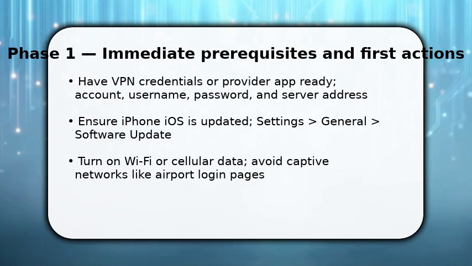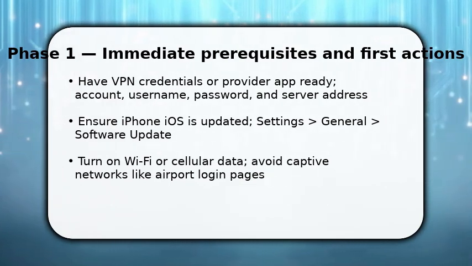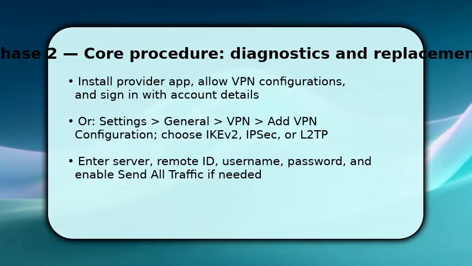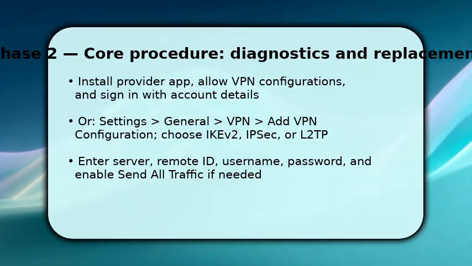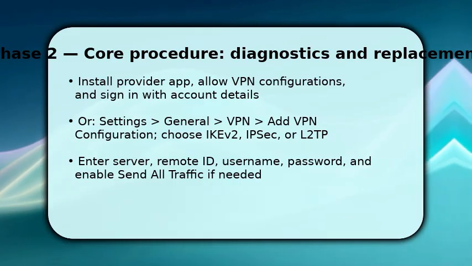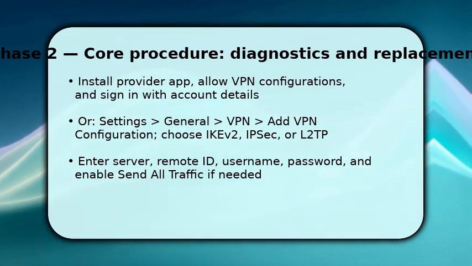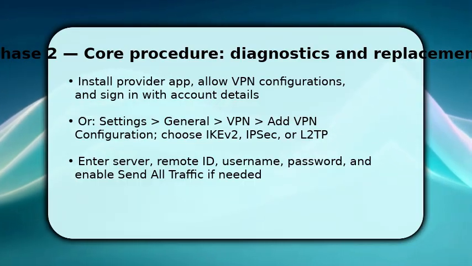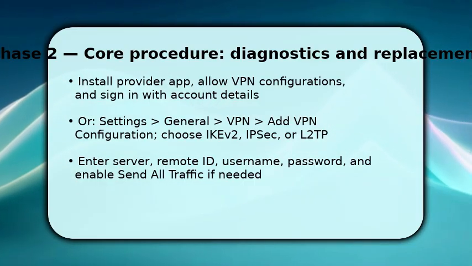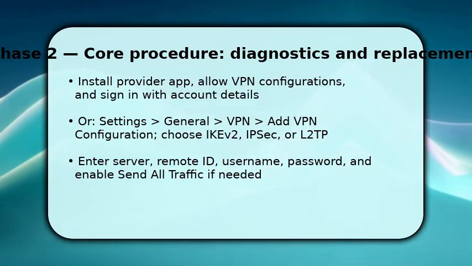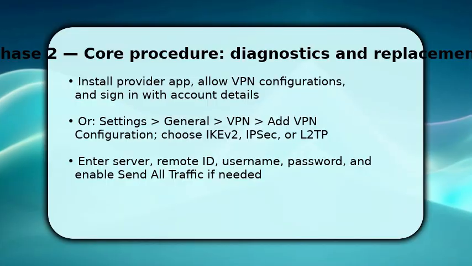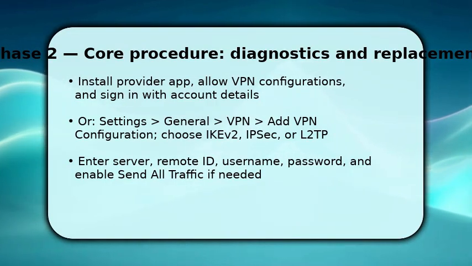depends on those permissions. You now install the provider app or create a manual configuration in settings. If using the app, accept the configuration prompt when it asks to add VPN configurations, then sign in and allow permissions. For manual setup, go to Settings, General VPN, Add VPN Configuration, pick the protocol your provider recommends, and enter server, remote ID, and credentials. Once you finish, save and test the connection. Watch for the VPN icon in the status bar.